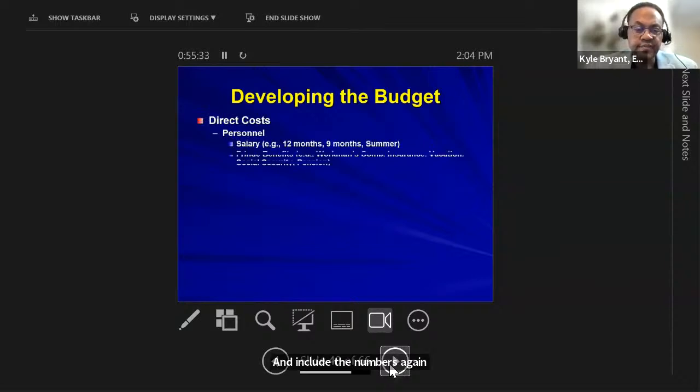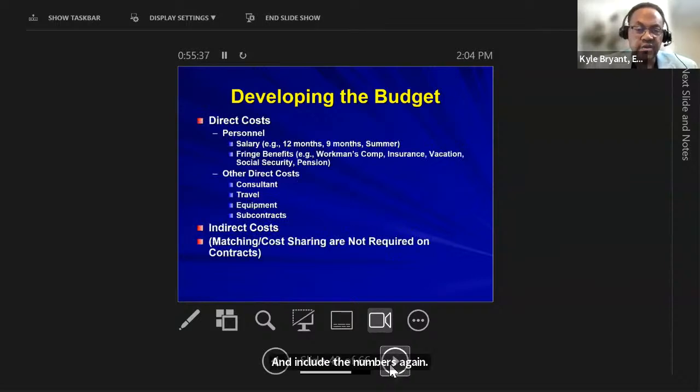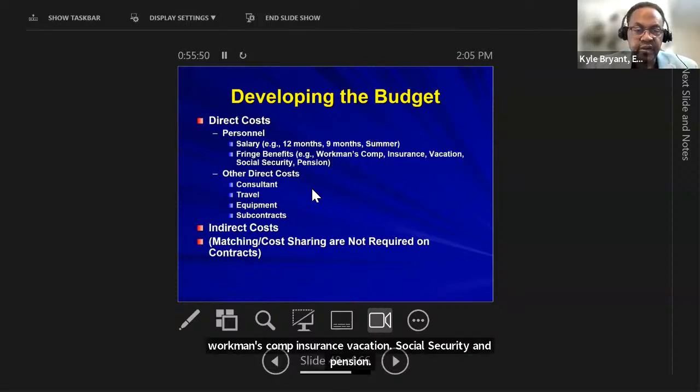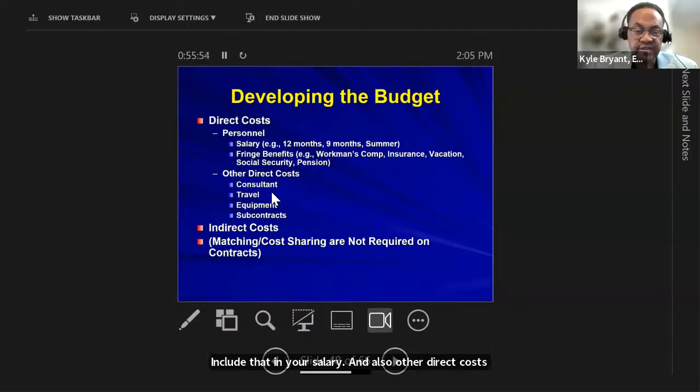In developing a budget, you want to look for things like direct costs, which are for personnel. This is salary. The fringe, which includes fringe benefits, like workman's comp, insurance, vacation, Social Security, and pension. Include that in your salary. And also other direct costs, like if you have a consultant, a grant writer, or for travel, any needed travel for the grant, including paying for mileage to and from, say, your home to your travel location, whether it's the local community center or wherever, if you're traveling throughout the state to meet at different schools or within the county or what have you. The other direct costs include equipment.